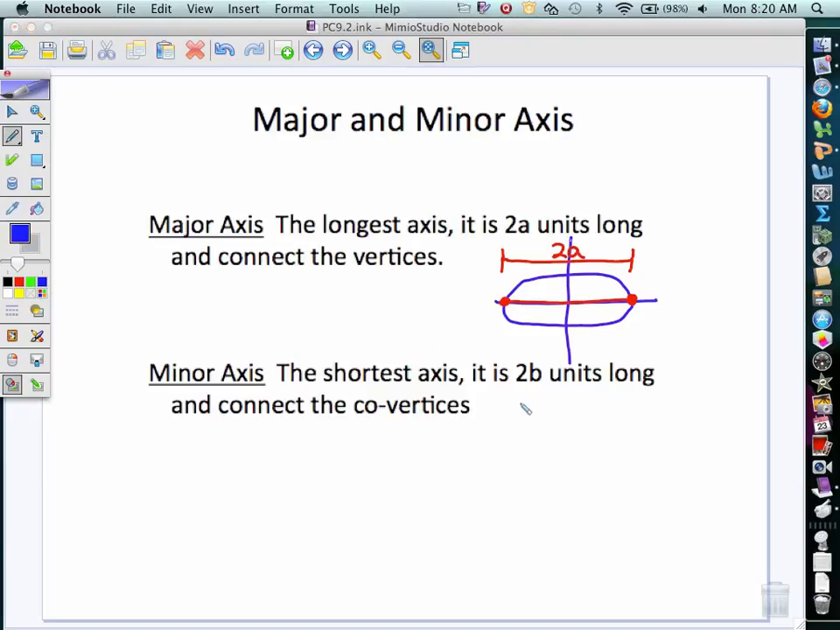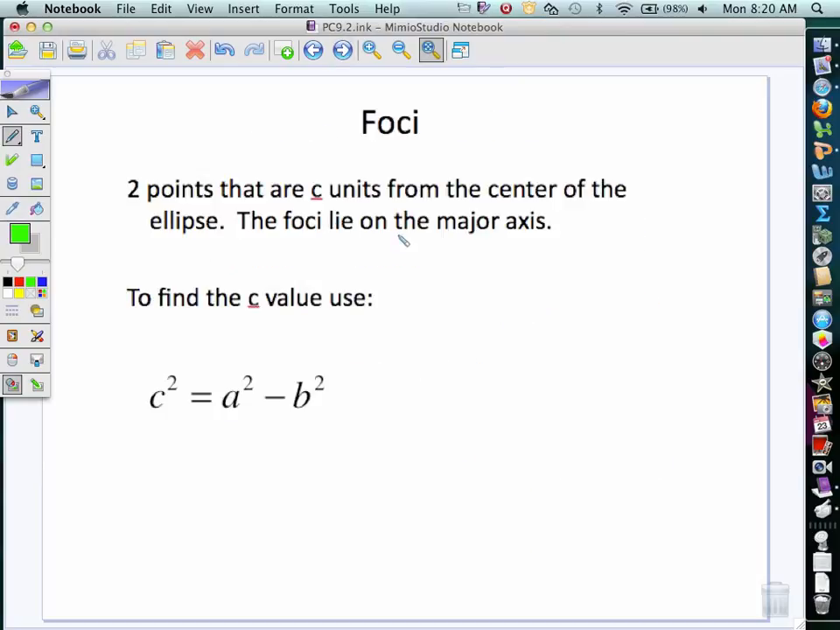The minor axis would then be the axis that goes the other direction. So my minor axis is going to be from a covertex to the covertex, and the length between those two is 2b. So major is the longer axis, minor is the smaller axis. The foci are 2 points that are c units from the center of the ellipse. The foci lie on the major axis. To find that c value, you do c squared equals a squared minus b squared.